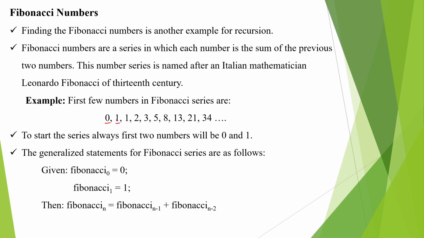So here these two, 0 and 1, are fixed. This is the first number, this is the second number, and the third number is the sum of the previous two, that is 0 plus 1. How much is it? 1 only. The fourth number, sum of previous two, 1 plus 1, 2. Fifth number, 2 plus 1, 3. Then 3 plus 2, 5. 5 plus 3, 8. 8 plus 5, 13. 13 plus 8, 21. 21 plus 13, 34. Likewise, the series continues, where every number in the Fibonacci series is the sum of the previous two numbers.